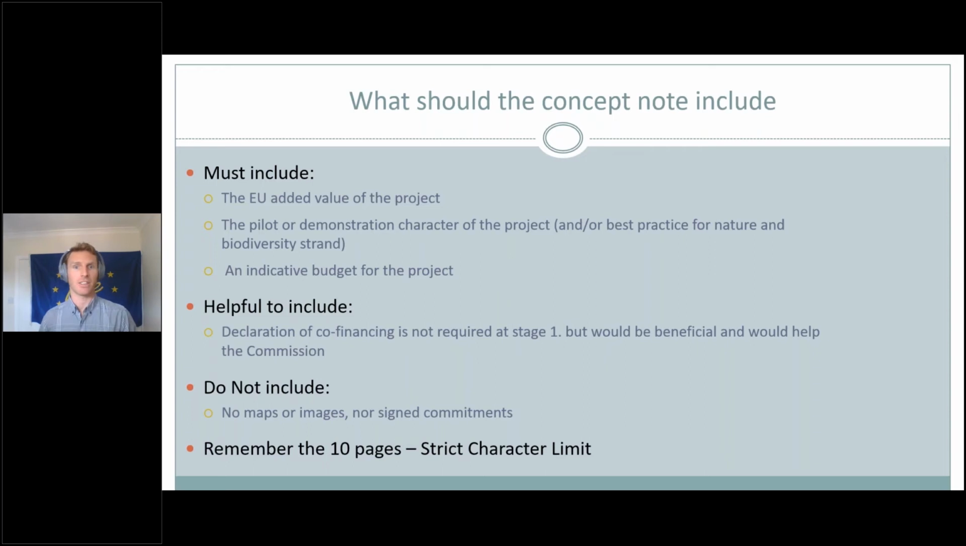Also, a declaration of co-finance is not required at stage 2, but would be beneficial and would help the Commission to assess the feasibility of the project, so it is helpful to include. Please do not include any maps, images, or signed commitments in the concept note. Also, remember there is a strict character limit on each field of the concept note, and this keeps it to strictly 10 pages.